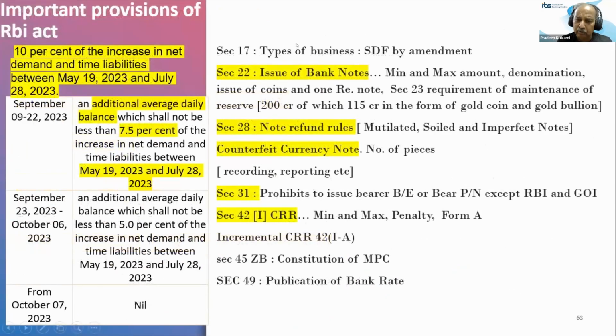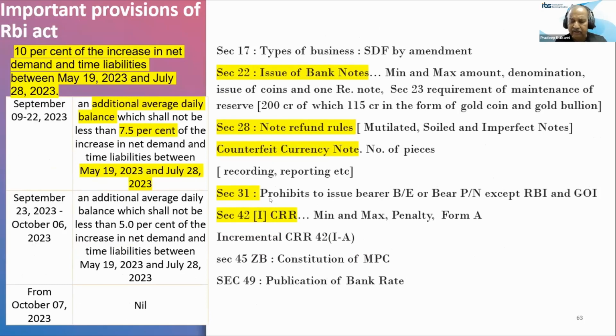Now a few important sections of the RBI Act: issue of bank notes, note refund rules, and counterfeit currency notes, a part of it, Section 31, and Section 42, which relates to CRR. CRR: minimum, maximum, no minimum, no maximum.